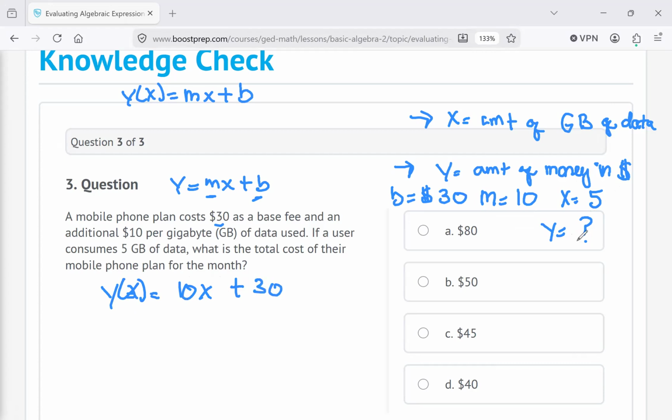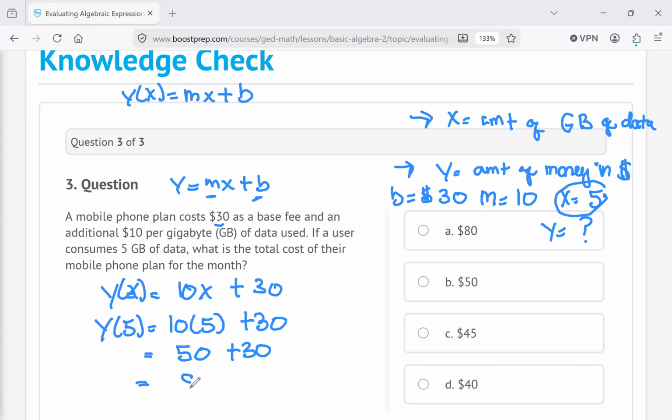Okay, and then they tell us an input value, or an X value, which is 5. So it's going to be Y of 5 equals 10 times 5 plus 30. 10 times 5 is 50, plus 30, which is 80. Okay, that's our final answer. 80 represents an output, or a Y value, $80. Okay, that's it. So that's how you do these problems.